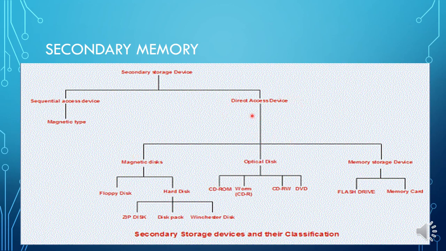Second is direct access device. There are a number of flavors of secondary storage. Magnetic disks, in this floppy disk and hard disk like zip disk, disk pack, and Winchester disk are available. Optical disks like CD-ROM, CD read writer or DVD, and memory storage devices are flash drive or memory card.